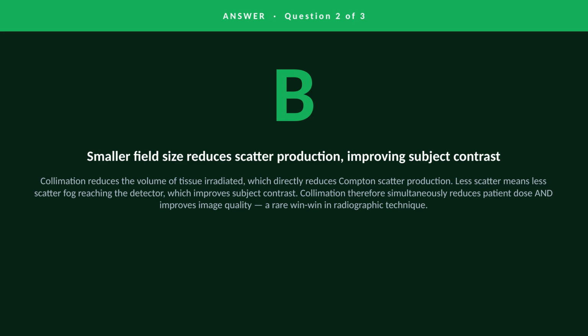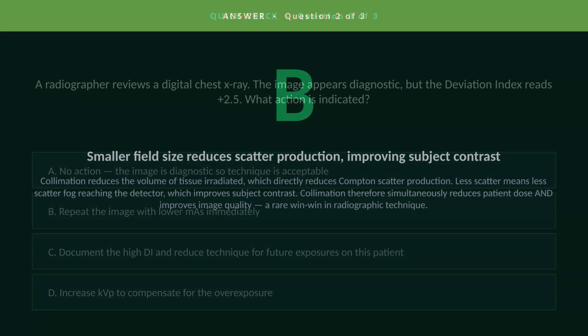Smaller field size reduces scatter production, improving subject contrast. Collimation reduces the volume of tissue irradiated, which reduces Compton scatter inside the patient. Less scatter means less fog at the detector. Better contrast. Dose reduction and contrast improvement come from the same mechanism.